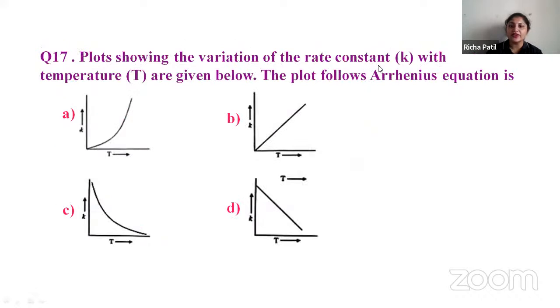Plots showing the variation of rate constant with temperature are given below. Which is the plot which follows the Arrhenius equation? So these are the rate constant and temperature plots. The plot which follows the Arrhenius equation is A.